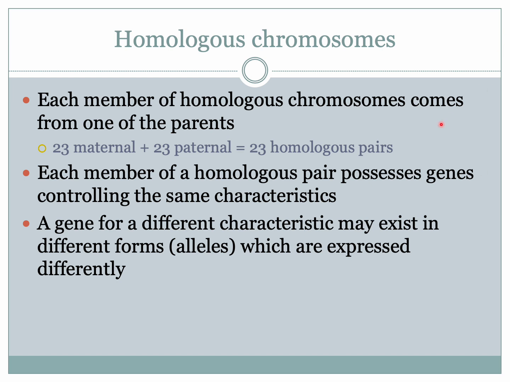Each member of the homologous chromosomes comes from one of the parents. There are 23 maternal chromosomes and 23 paternal to give us a complete 23 homologous pairs. Each member of a homologous pair possesses genes controlling the same characteristic. That pair of genes would be known as an allele. Remember, they're at the same locus, so you could have a set of alleles that's representing eye color. One of them could be blue, but the other one could be representing brown eyes, but they would be in the same locus or same position on the chromosome.